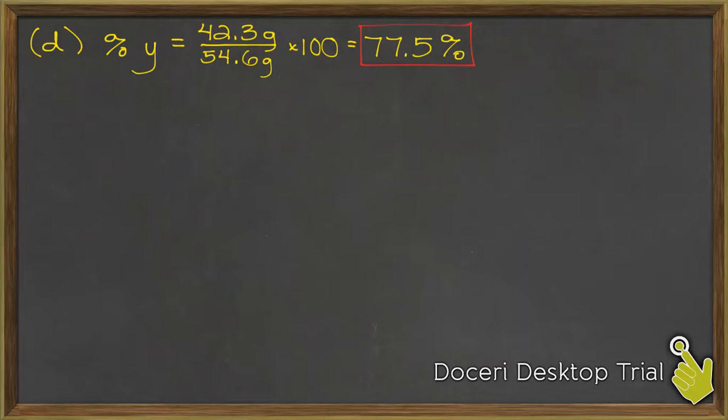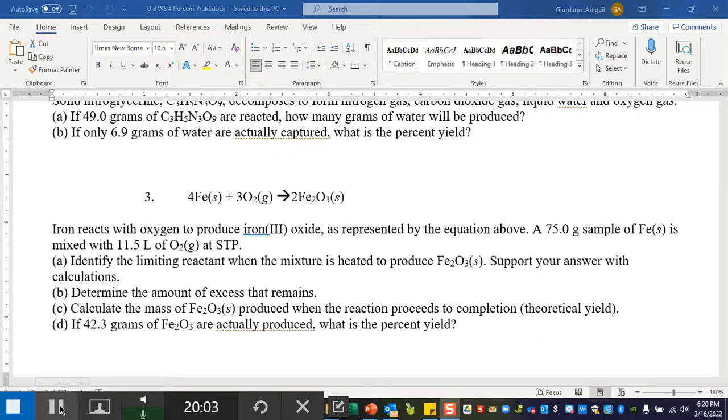So will every percent yield problem involve limiting reactant? No, they won't. Some do, some don't. You'll notice that on this particular worksheet, a lot of them do. That's really my way of forcing you to have a little more practice with limiting reactant while also bringing percent yield in at the same time. I'm sure you appreciate that.